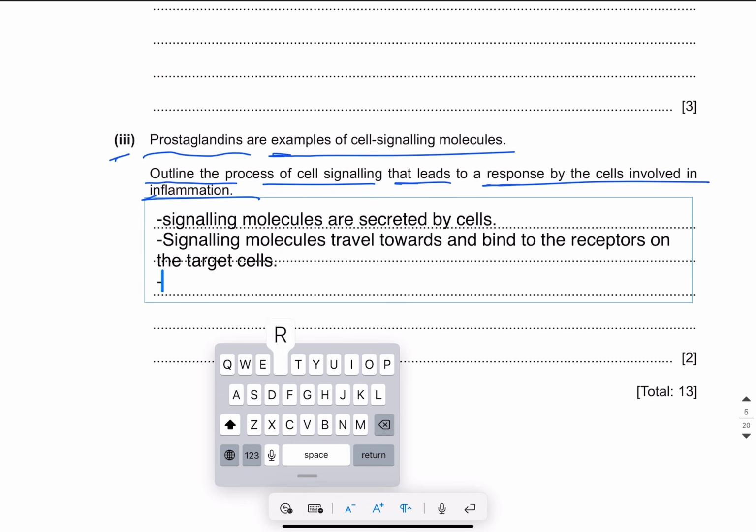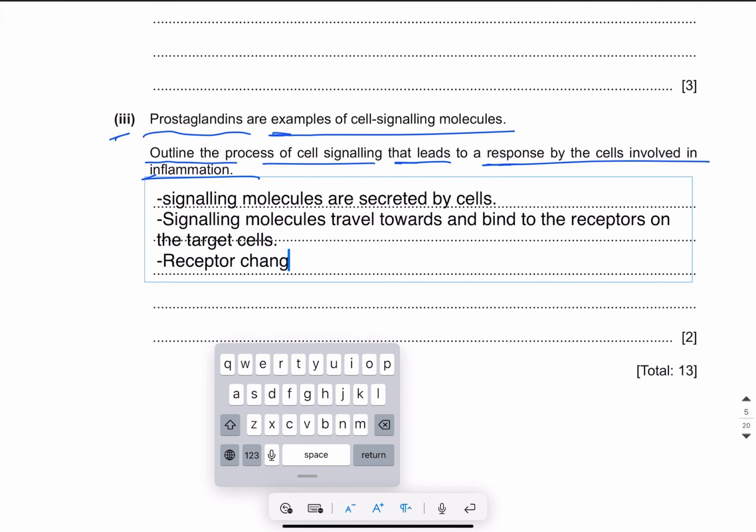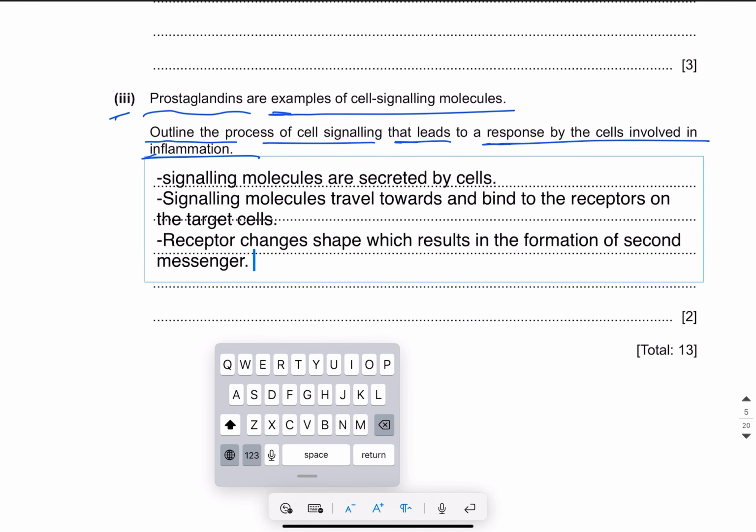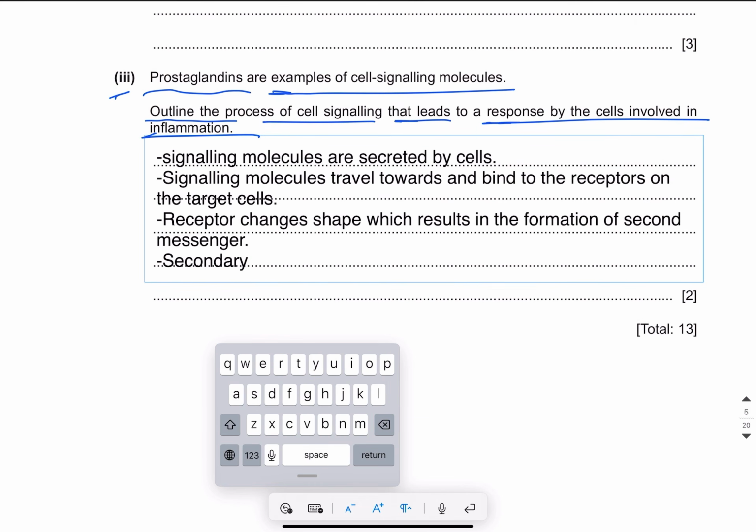What happens next? The receptor changes shape, which results in the formation of a second messenger. Then the second messenger activates an enzyme cascade. And because of the activation of enzymes, responses are brought about by the cell.